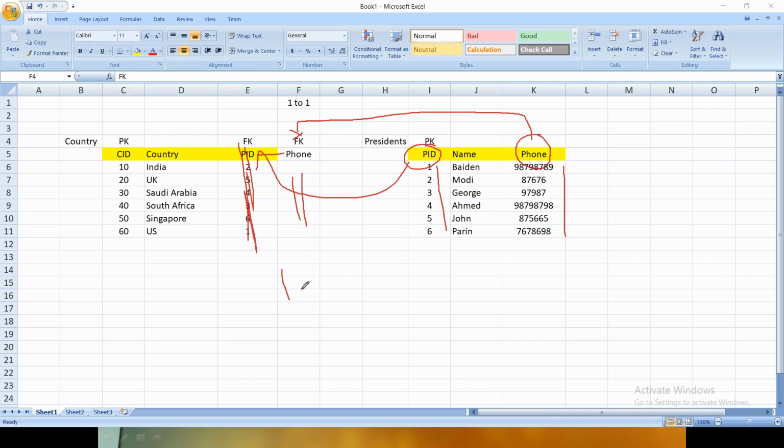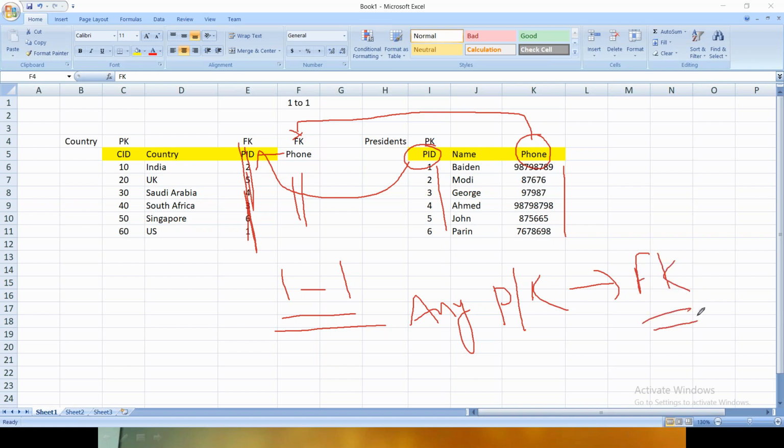Clear? So when you have a one-to-one relationship, remember this, any table's primary key can become a foreign key in the opposite table. There is no question at all. You can take this table's primary key and make it a foreign key here, or you can take this table's primary key and make it a foreign key here. So any table's primary key can become a foreign key in the opposite table. This is the learning point when you have a one-to-one relationship.